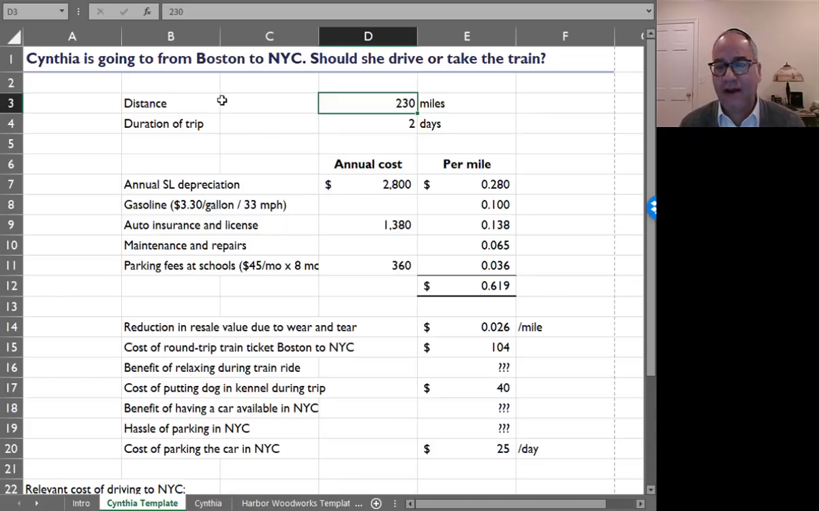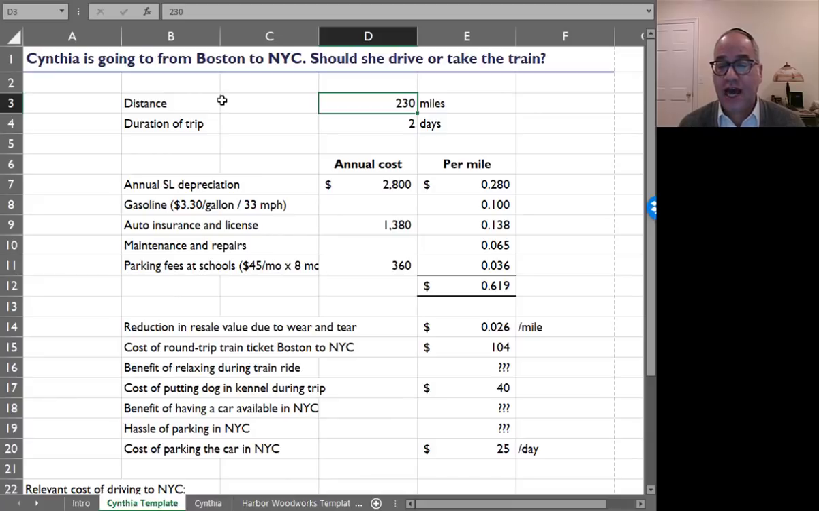There's a lot of traffic there. It's much nicer to just recline your seat, put on your headphones, and fall asleep. She's got a dog, so when she goes on this trip, she's got to put the dog in a kennel, and they're going to charge $40 for that.